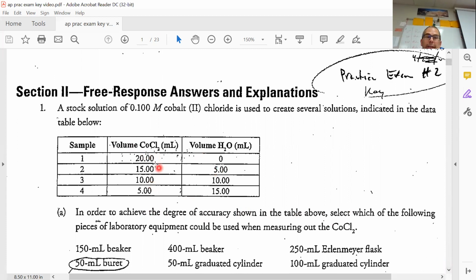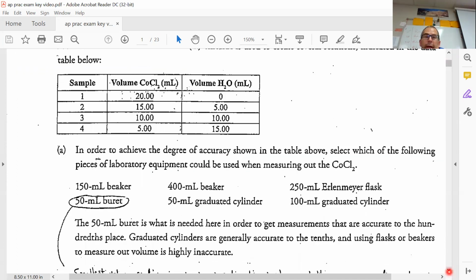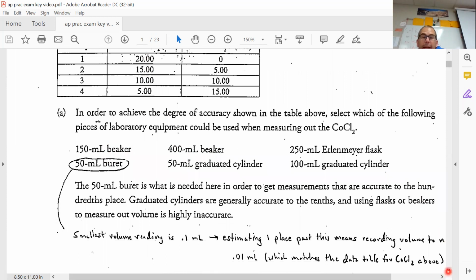And, to the nearest hundredth, we want a precise instrument. So looking at all these things, a beaker might have increments of 10 milliliters, probably even bigger. A 400 milliliter beaker would be even bigger increments. A 50 milliliter graduated cylinder would have increments of 1 milliliter. So if I estimate one place past that, that would get me to the tenth. But the buret measures to the nearest tenth. So if I estimate one place past that, that gets me to estimating to the hundredth place. So that's what I would use in this measurement right here.